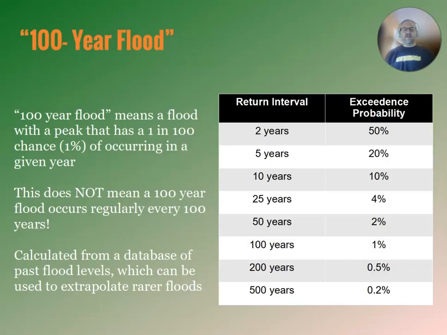But this is all calculated from a database of past flood levels. So this is all about using past data to try to predict what we'd see in the future. So if we look at our past data and we find that, say we have 100 years of data and we've had 1 flood of a certain height and nothing else bigger than that, then that becomes our 100-year flood. And if we look at that past data and we see that we've had 2 floods of at least a certain height, that height is our 50-year flood, or 2% chance of happening every year.